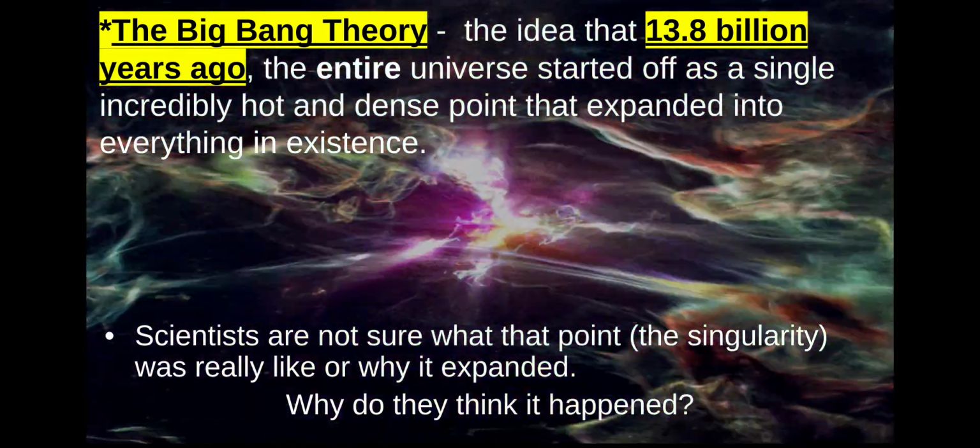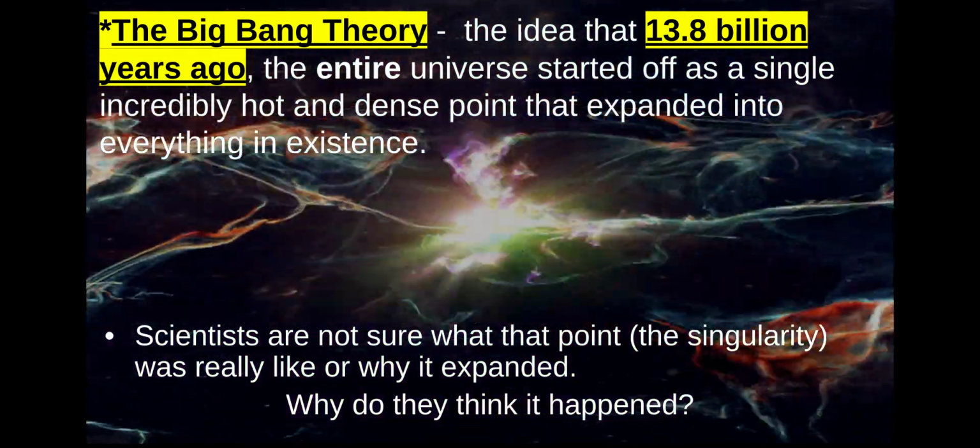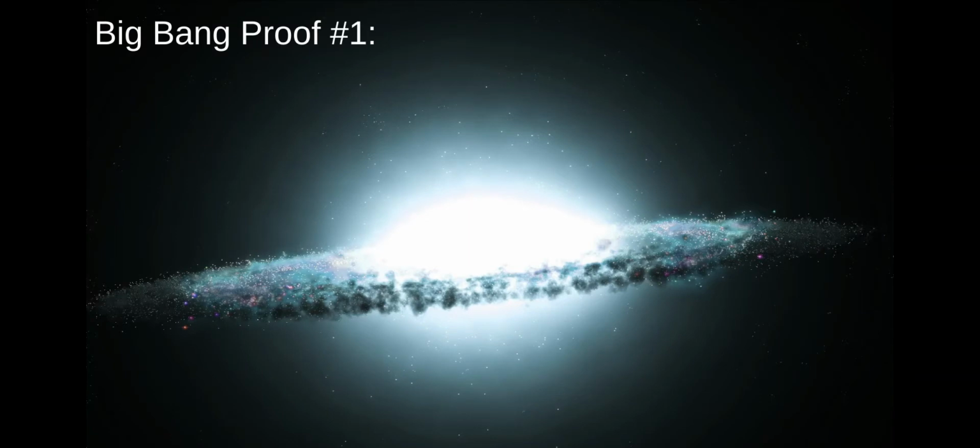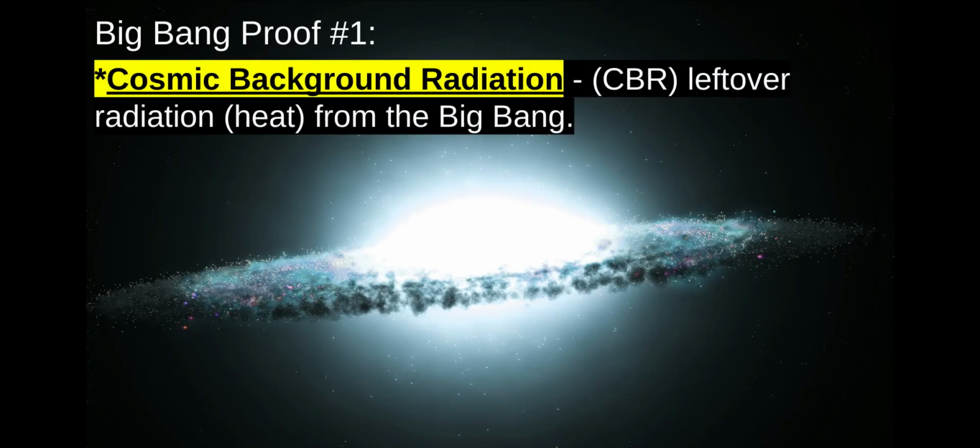So how do we know that this was there? Why are scientists so confident of this? Well, there's a couple of proofs. One proof is something called cosmic background radiation. So remember, radiation means heat. So CBR, cosmic background radiation, is leftover heat from the Big Bang. Think about this, right? You're making cookies in your house. You turn on the oven, you have it up at 350, right? You bake those cookies, you turn the oven off.